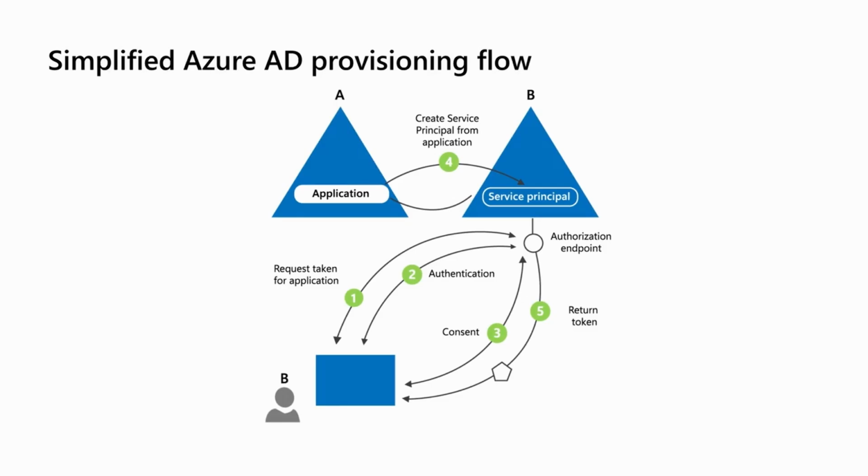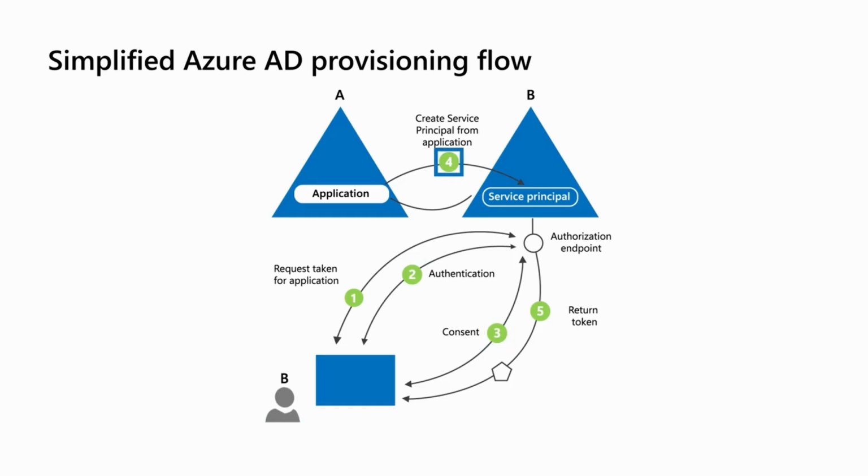This diagram depicts a simplified Azure AD provisioning flow driven by consent. In this provisioning flow, 1. The user from B tries to sign in with the application. 2. Azure AD gets and authenticates the user credentials. 3. Azure AD prompts the user to consent for the application to gain access to tenant B.